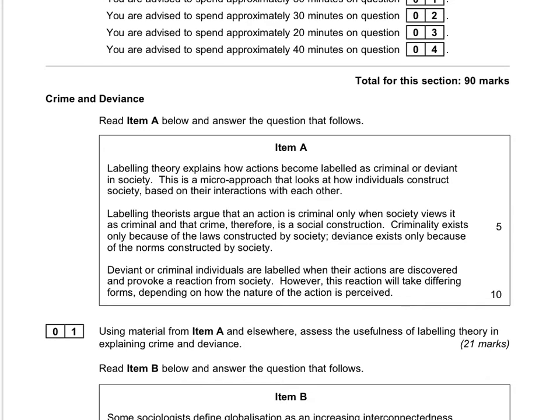When it comes to this sort of question, key things like concepts, you want to talk about self-fulfilling prophecy, master status, but you do want to talk about some of the studies. And I think labelling theory is a really easy one to develop analysis on, because we've looked at so many studies that have used labelling or the idea of people being labelled as deviant, things like deviancy amplification.